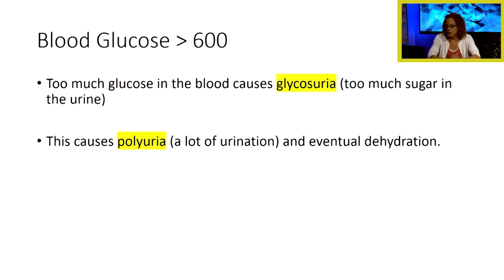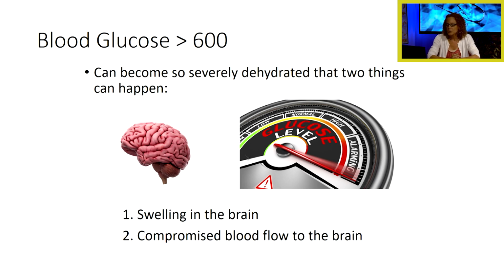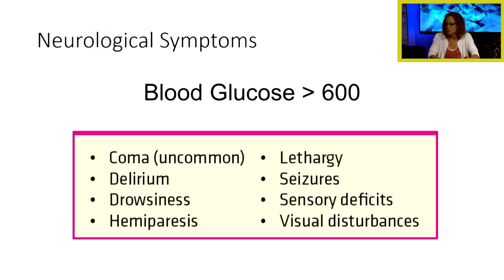If there's too much glucose in the blood, this can cause glycosuria. We talked about this a minute ago, too much sugar in the urine. Okay? This can cause polyuria, lots of urination, and eventual dehydration. We're talking about a blood glucose in excess of 600. Okay? They can become so severely dehydrated that two things can happen. There can be swelling in their brain, and they can have compromised blood flow to their brain as well. Now, either of these things is going to contribute to some neurological symptoms.